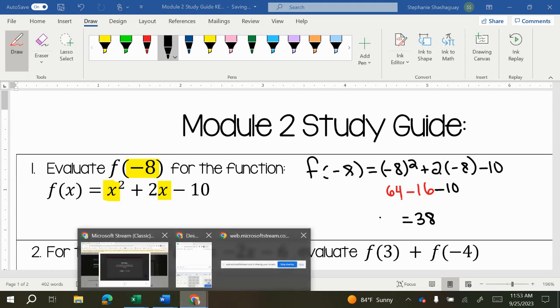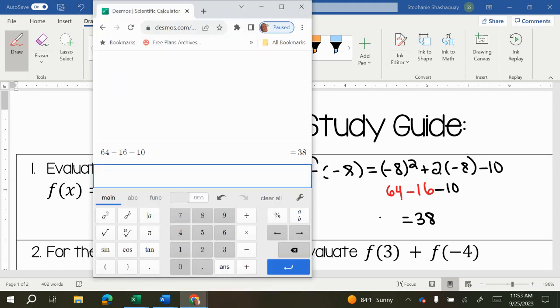However, I also want to show you that you can do this in the calculator all at the same time. So if I do parentheses, -8, and I square that, then I would do plus 2 multiply -8, close parentheses, minus 10, and hit enter, and notice that I still get 38. So I can do this all in the calculator at one time and get my correct answer.